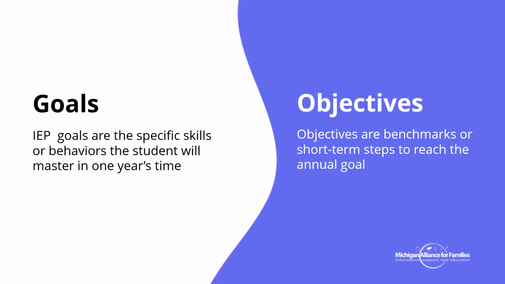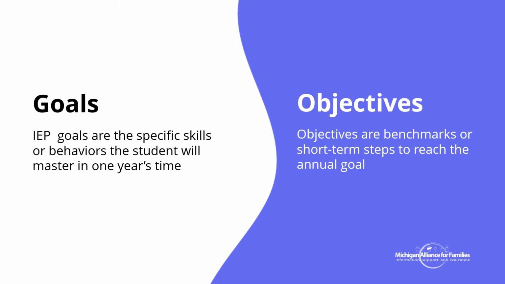So let's define our terms. We're talking about goals and objectives, and they're usually referenced together, but they're not the same thing. IEP goals are annual targets of specific skills or behavior the student will master in one year's time. That is the annual goal. The objectives are benchmarks or short-term steps to reach the annual goal. So, for example, if Elijah's present level of academic achievement and functional performance tells us that he can identify numbers from 1 to 100 and count by tens and tell time on a digital clock, the annual goal for the upcoming year could be around telling time on an analog clock with 90% accuracy on classwork and teacher observation.